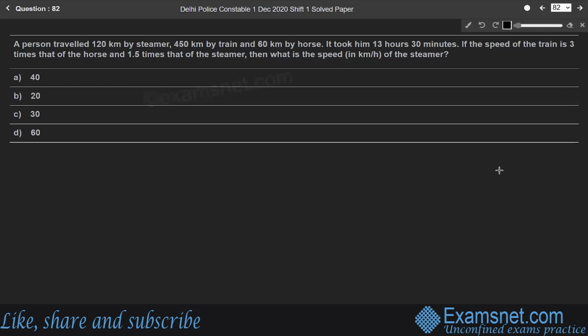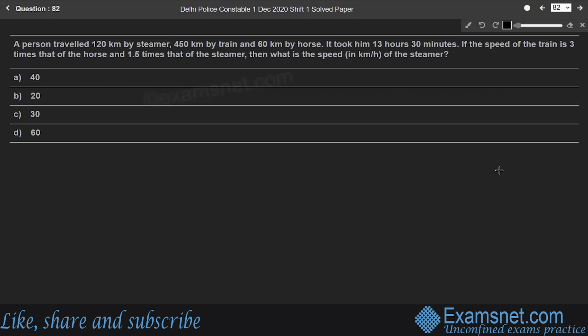Question 82. A person traveled 120 km by steamer, 450 km by train, and 60 km by horse. It took him 13 hours, 30 minutes. If the speed of the train is 3 times that of the horse and 1.5 times that of the steamer, then what is the speed of the steamer?